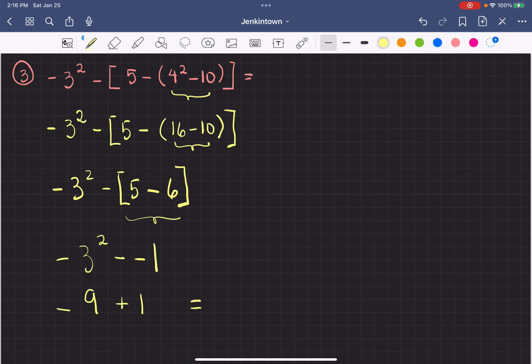And now I need to solve this minus 9 plus 1. I do have different signs, so I need to subtract and keep the sign of the higher number. If I subtract 9 and 1, I get 8. And the sign of the higher number, this is the higher number, the sign is negative. So my answer is a negative 8 for my third example. So negative 8 here for my answer.